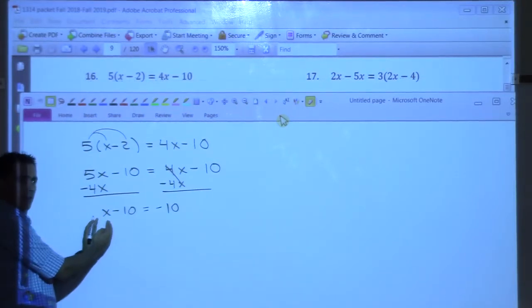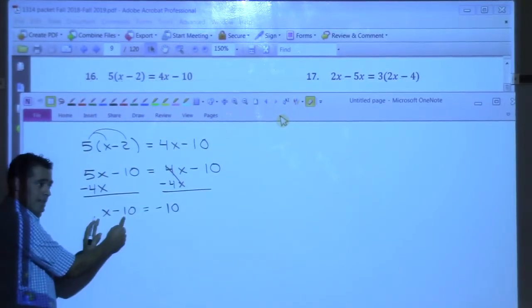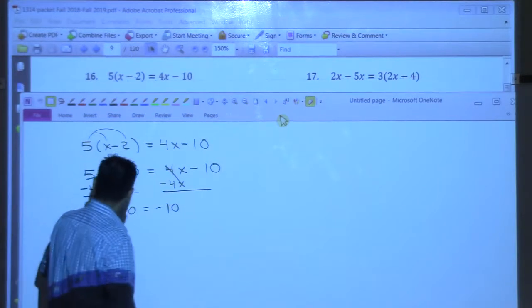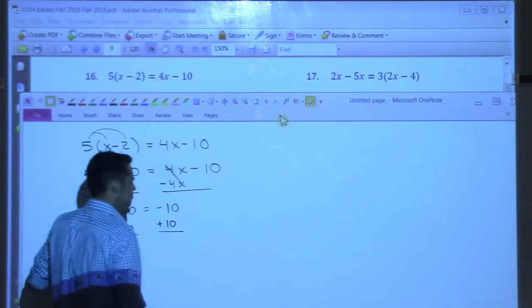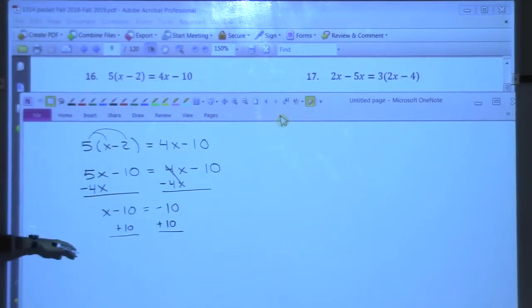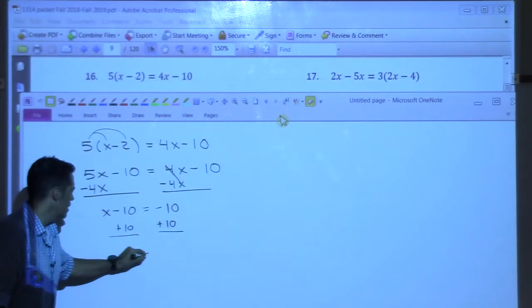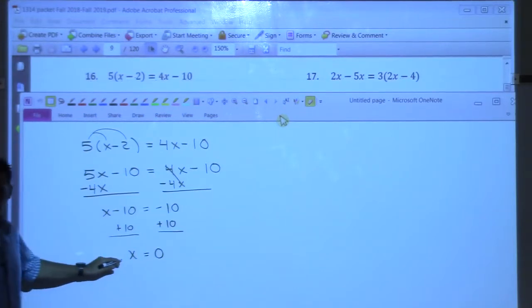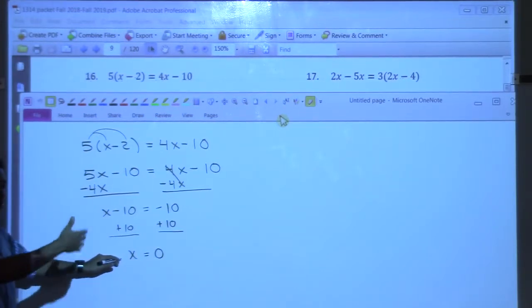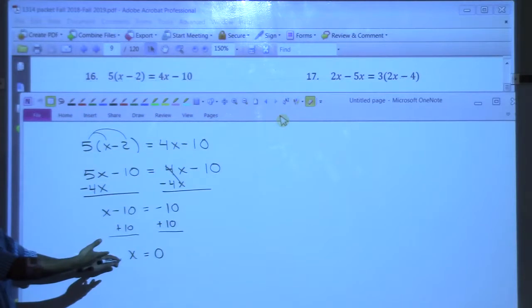Add 10. Add 10 to both sides, right? We want to get rid of the minus 10, so we add 10 to both sides. So we'll add 10 here, add 10 here. What do you get there? So what's my left side? Oh, x, okay. x equals 0. And x is 0. Okay. Is that an answer? Like x was 4/3 in the last problem. X is 0. That's an answer, right?